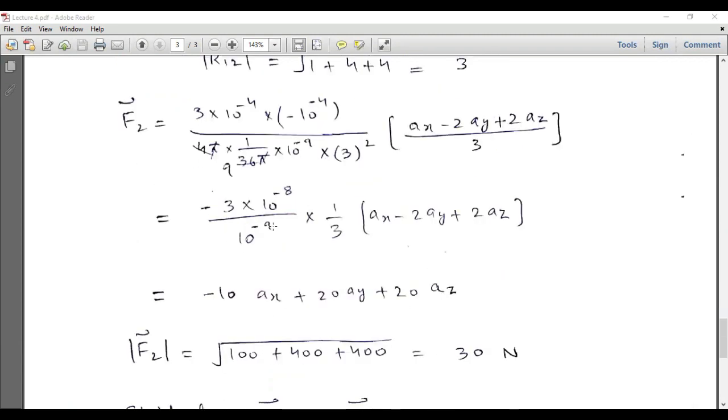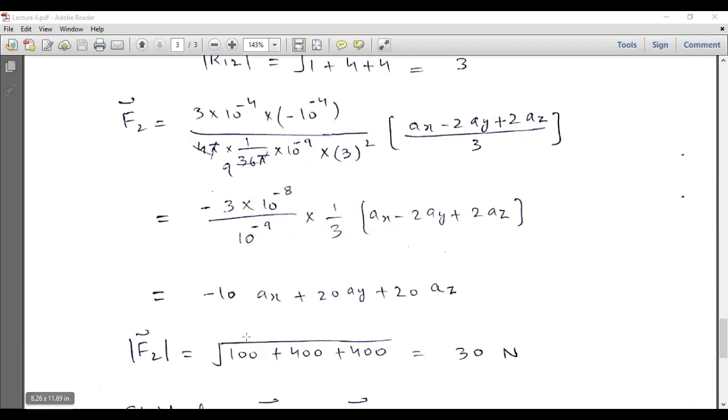So we can further simplify this expression. This 3 will be cancelled out with this 3, and this will be equal to 10. So this is equal to minus 10 ax plus 20 ay and minus 20 az. So this is actually minus 20 az, and you can correct it by yourself. By mistake I have put a plus sign over here.